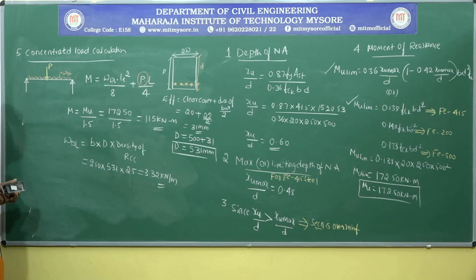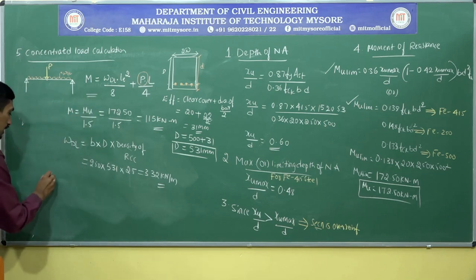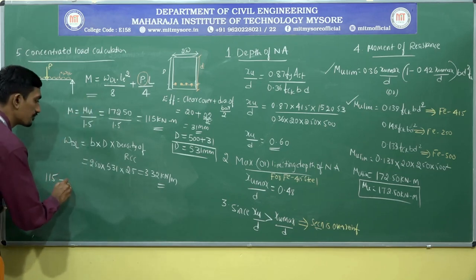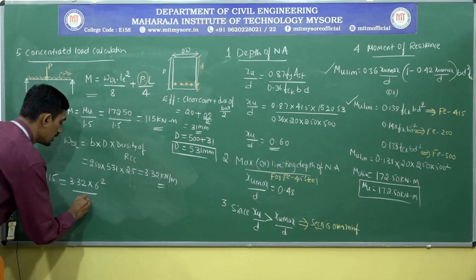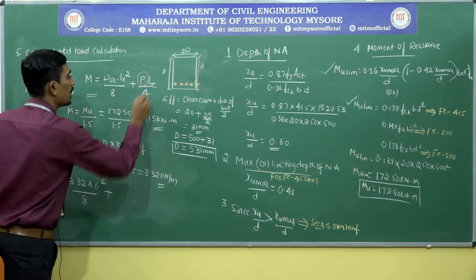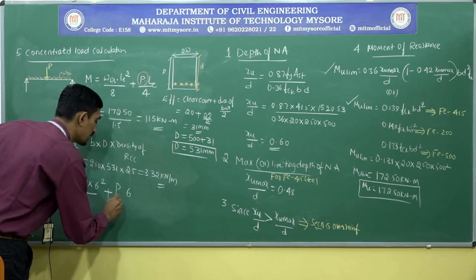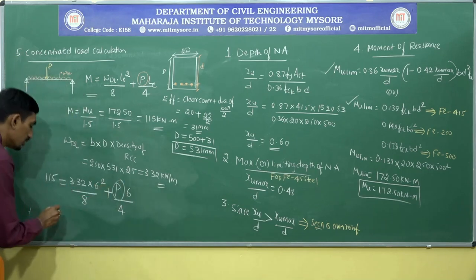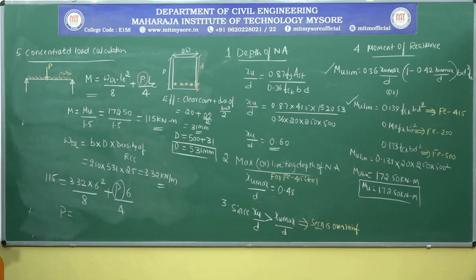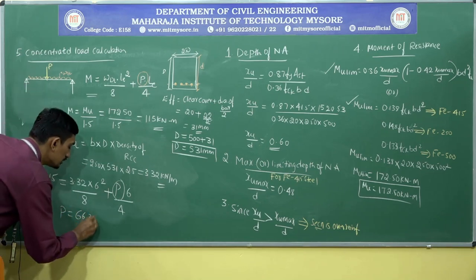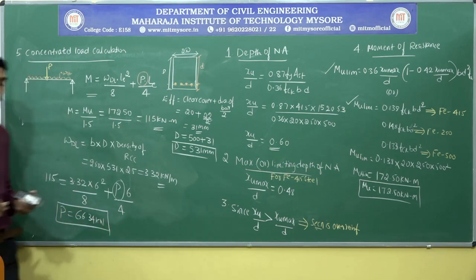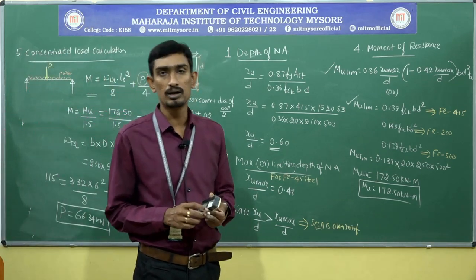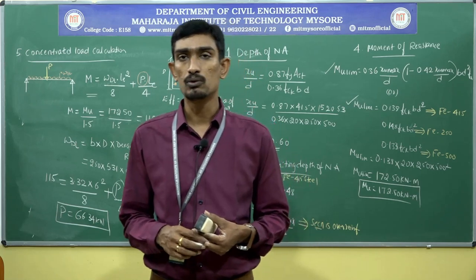Next, let us substitute everything in the above formula. So M is equal to 115 equals WDL into effective span 6 squared divided by 8 plus P into effective span 6 divided by 4. Now calculate the value of P. So this P works out to be 66.34 kilonewton. So like this, you may get the problem in singly reinforced of type 1.